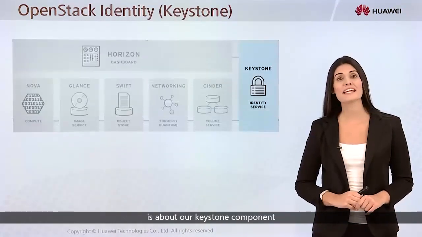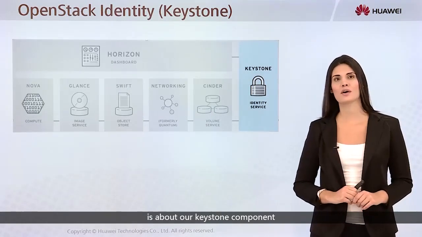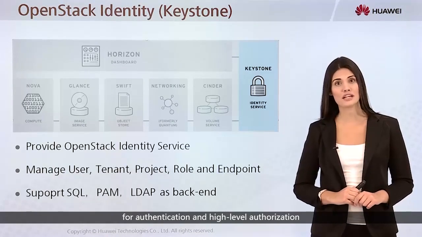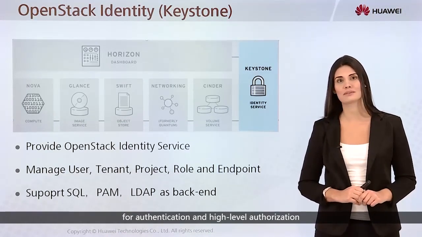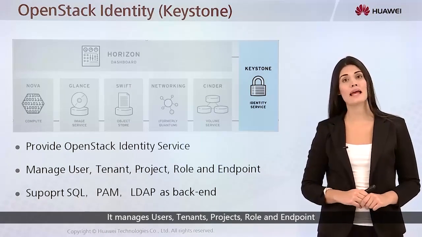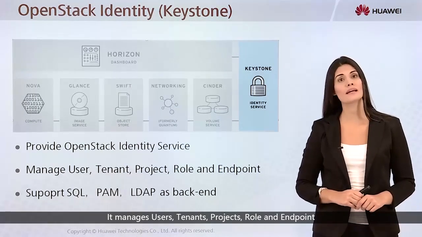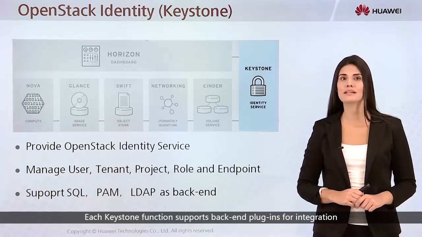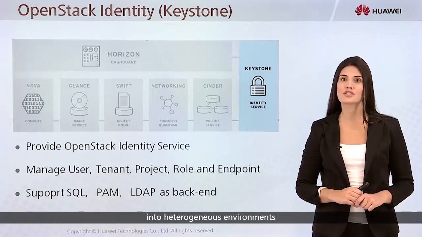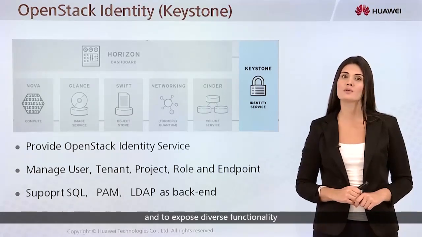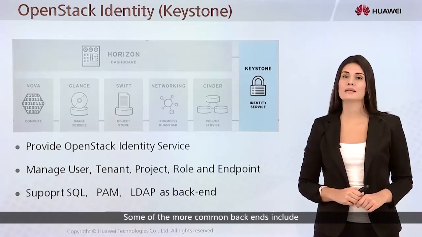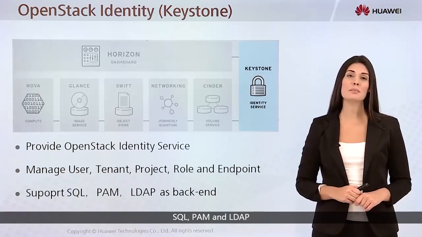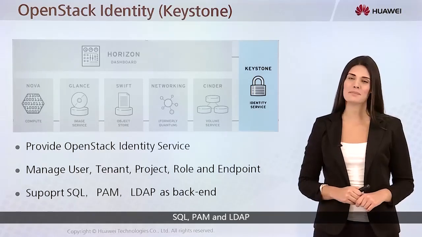First of all, it's the Keystone component, which is the identity service used by OpenStack for authentication and high-level authorization. It manages users, tenants, projects, roles, and endpoints. Each Keystone function supports backend plugins for integration into heterogeneous environments and to expose device functionality. Some of the more common backends include SQL, PAM, and LDAP.